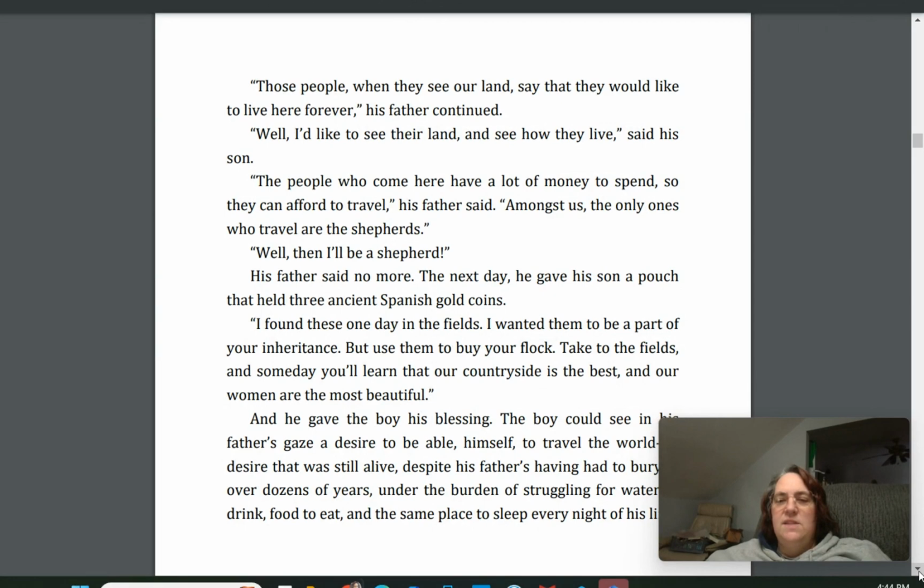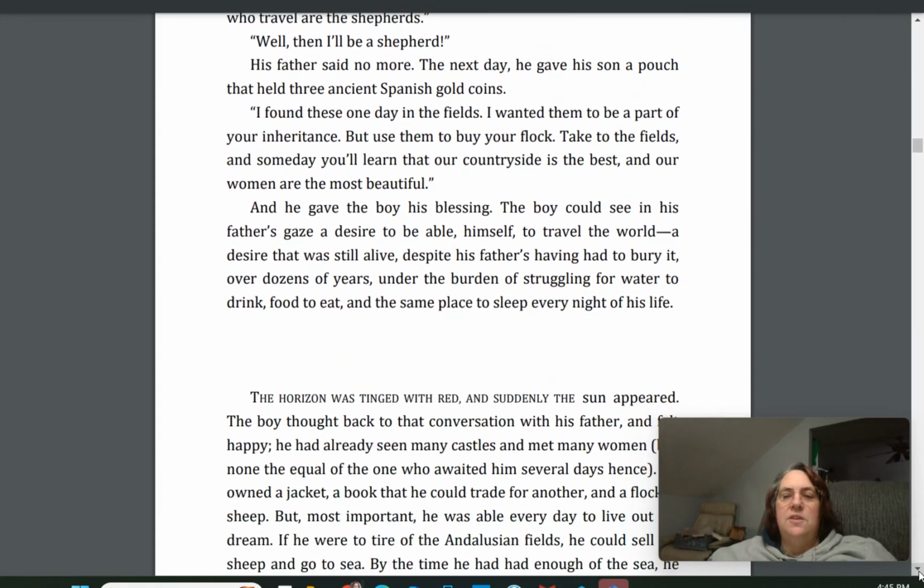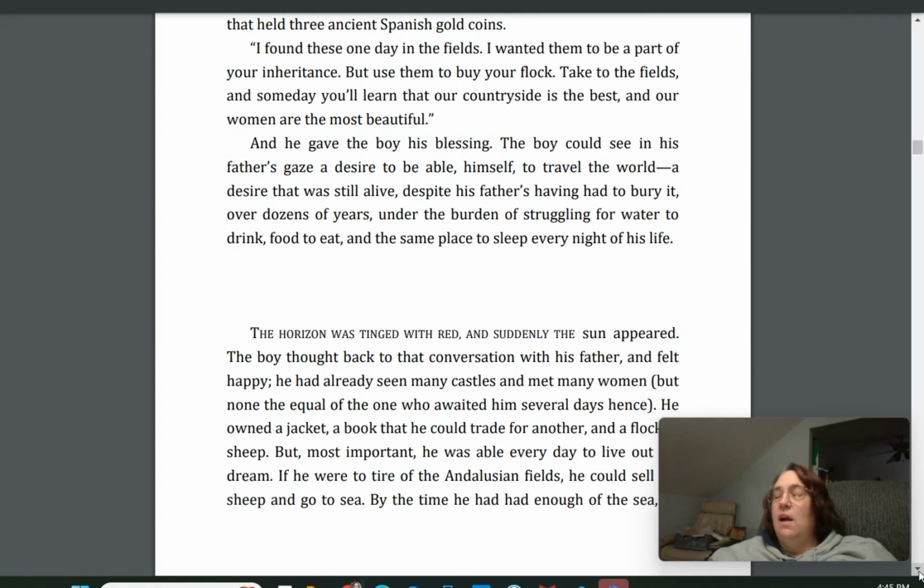The next day he gave his son a pouch that held 3 ancient Spanish gold coins. "I found these one day in the fields. I wanted them to be a part of your inheritance, but use them to buy your flock. Take to the fields, and someday you'll learn that our countryside is the best, and our women are the most beautiful." And he gave the boy his blessing.